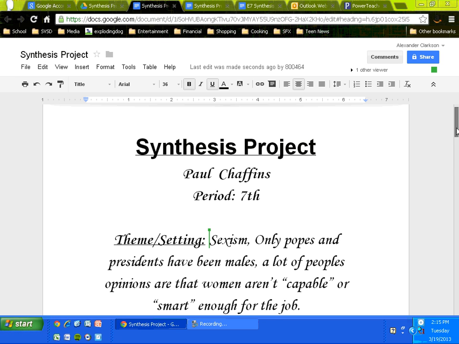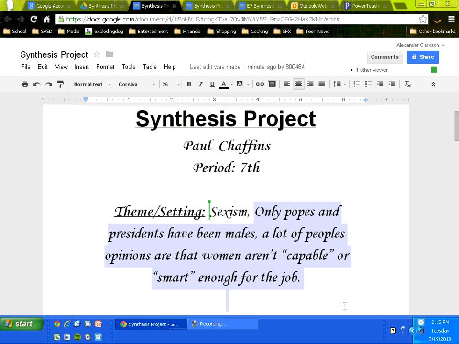Sexism. Only popes and presidents have been males. A lot of people's opinions are that women aren't capable or smart enough for the job. Everything that's right here, Paul, no, stop jumping to conclusions, needs to go into your paragraph. Because that's explanation, right? So we're not talking about a setting, we're talking about a theme, right? What are we saying about sexism? What's your story? My story, dinner party. Are we saying through the dinner party that sexism is based on a false assumption? Okay, then how about that as your theme? Sexism is based on a false assumption. The assumption that women are inferior to men.